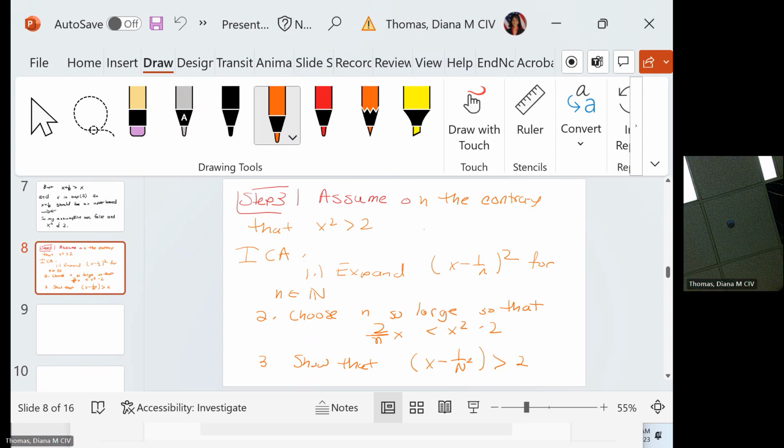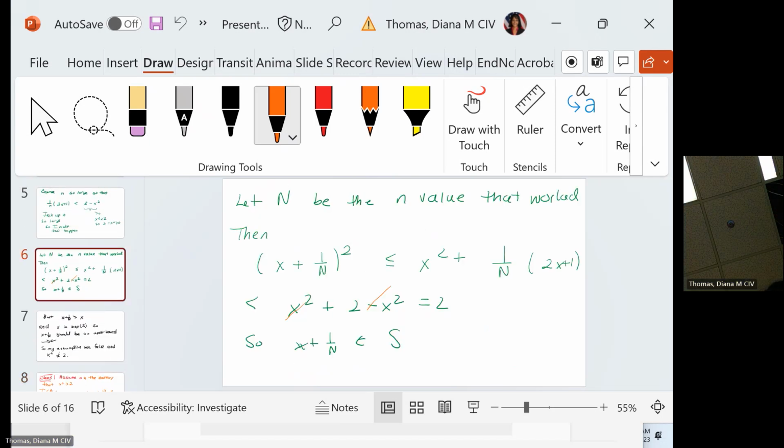6 and 7. Yes. You can nearly copy and paste what I did, but instead of x plus 1 over n, you're going to do these calculations for x minus 1 over n.